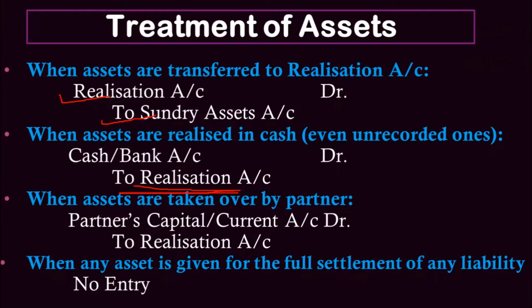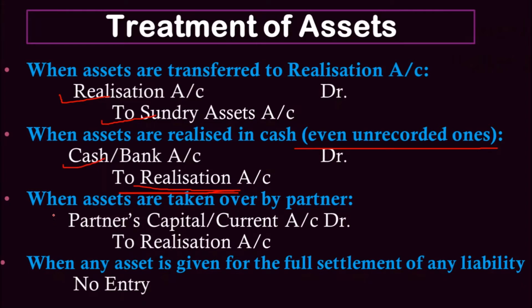And this entry will be done even for the unrecorded assets. Sometimes in the question the unrecorded assets are also given, means the amount is given related to an unrecorded asset. These assets are not given in the balance sheet, but the amount has been realized, so we do not have any problem. We'll pass the same entry in that case as well.